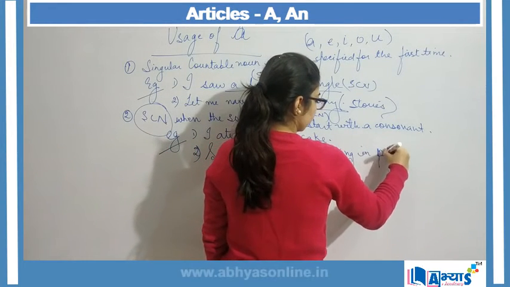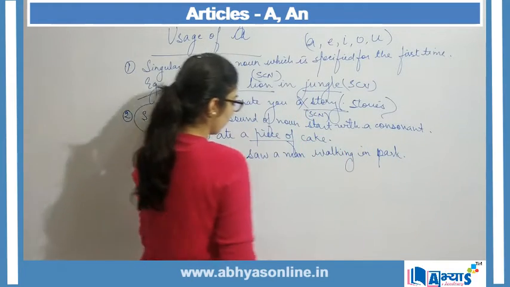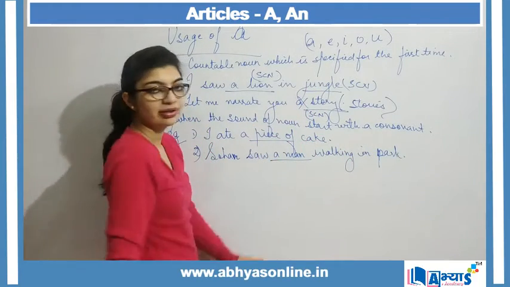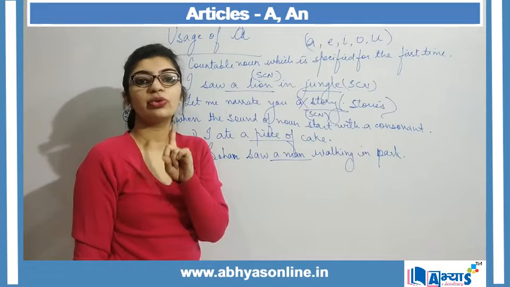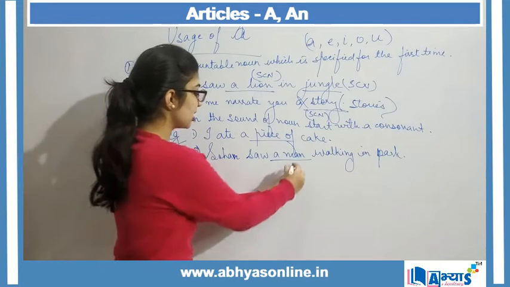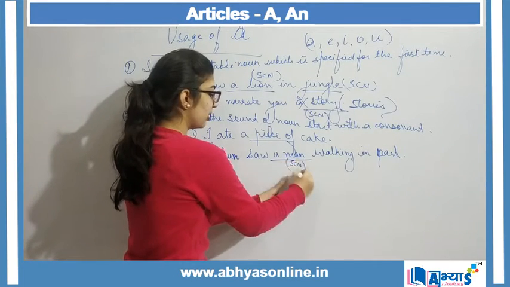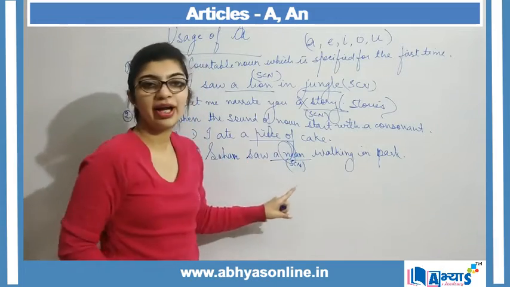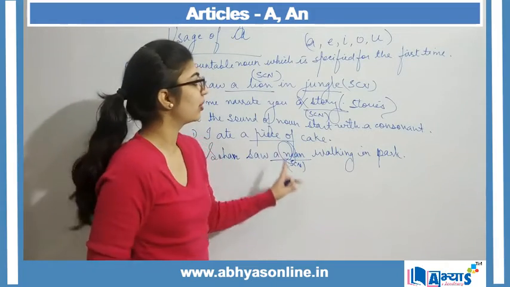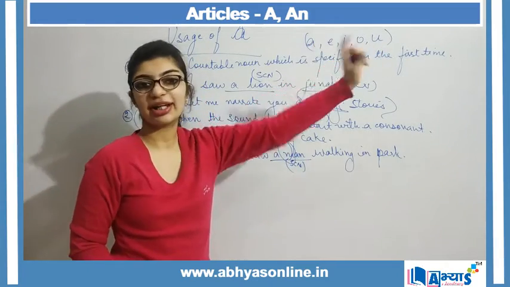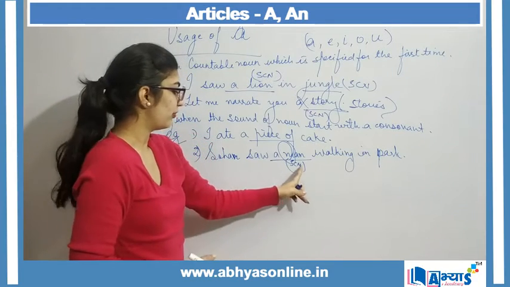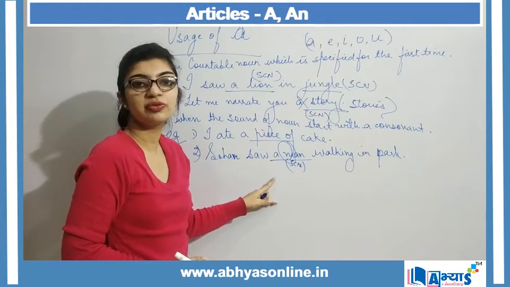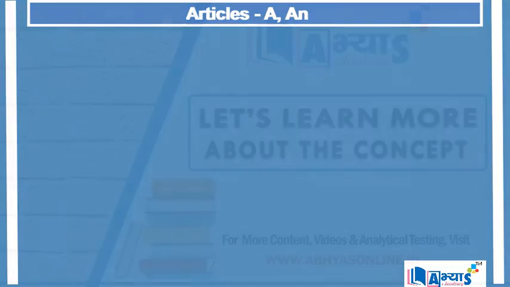park. Now, a man, we know we are talking about only one man. So this is again a singular countable noun with M, and M is a consonant because it does not belong to the category of vowel. So before a consonant we will make use of the article a.